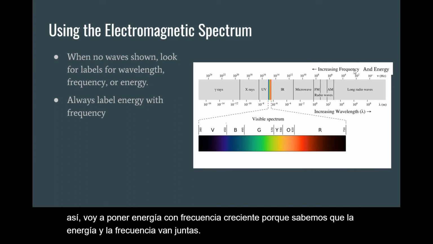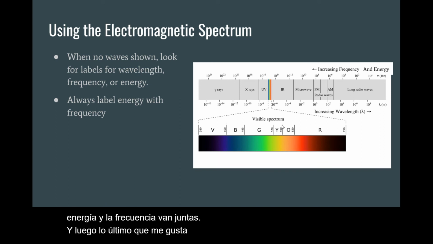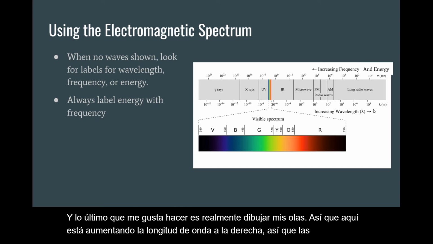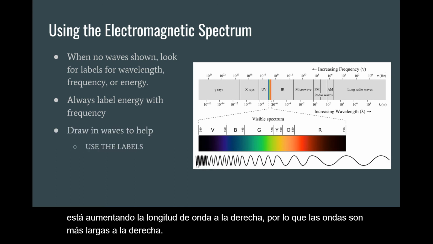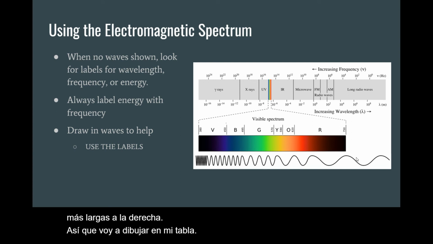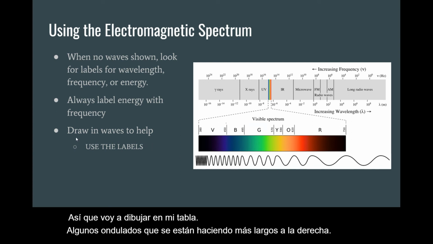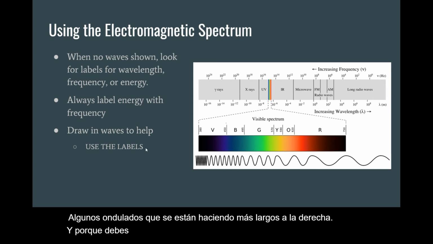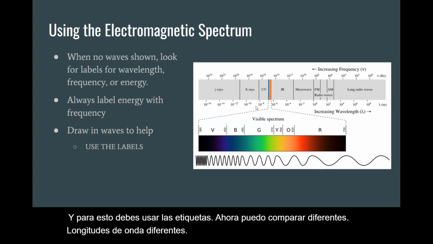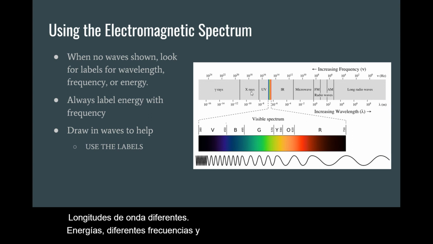And then the last thing I like to do is actually draw my waves. So here it's increasing wavelength to the right. So the waves are longer on the right. And so I'm just going to draw on my chart some squiggles that are getting longer to the right. And for this, you must use the labels. Now, I can compare different wavelengths, different energies, different frequencies, and I can tell you about two different types of radiation when compared to each other.